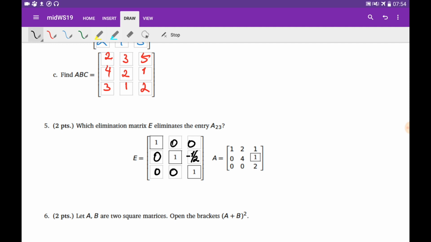So the elimination matrix looks like this. Basically, I kept the first row as it is, and the last row as it is. I'm going to change the second row, and I'm going to change it in a way that I multiply the third row by minus 1 over 2 and add this to the second.